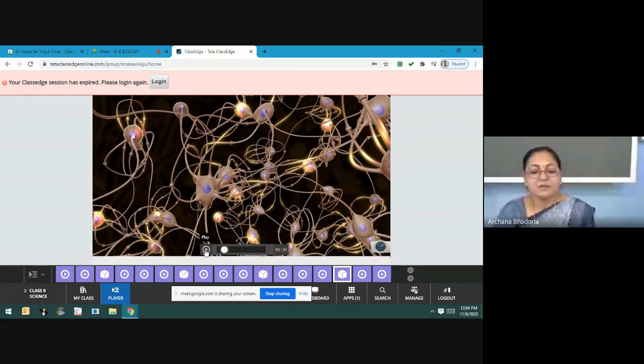Then write down: this tissue is made up of nerve cells. Nerve cells, N-E-R-V-E, nerve cells or neuron, N-E-U-R-O-N, neuron.